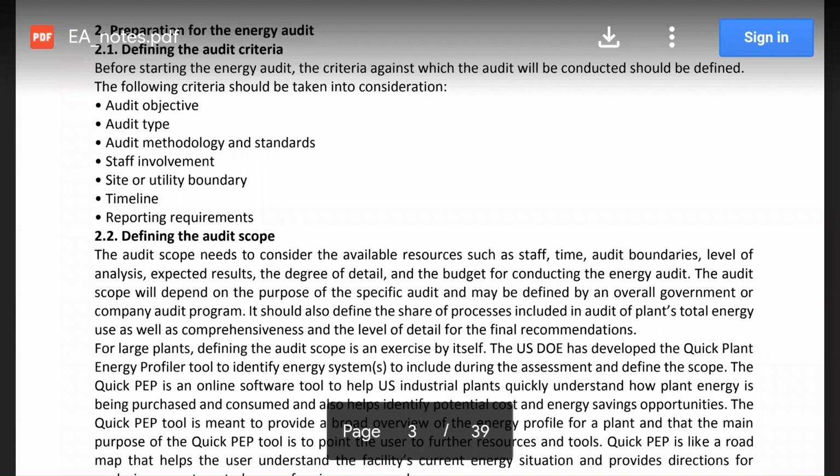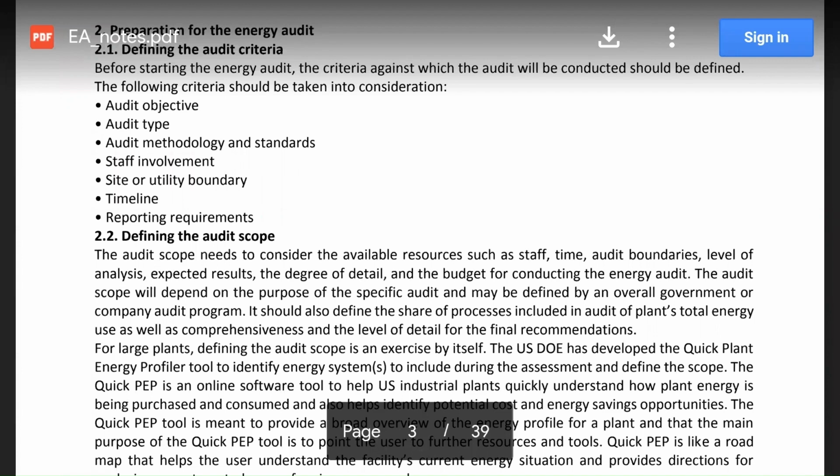Staff involvement could be internal or external. We will be discussing this in the next topic as well. Then the site or the utility boundary. The plant which is being undertaken could have many departments, or many products which are being manufactured. You might say that products 2 and 3 involve machines of low rating, so energy consumption is also less, so we will focus more on product 1, which involves bigger machines.